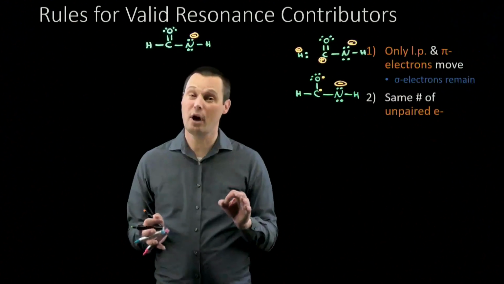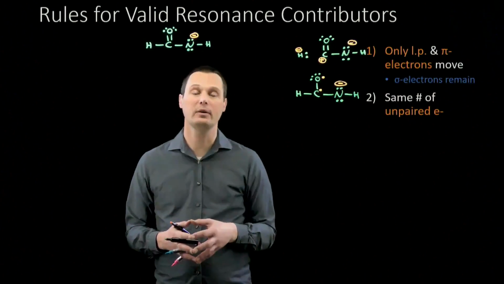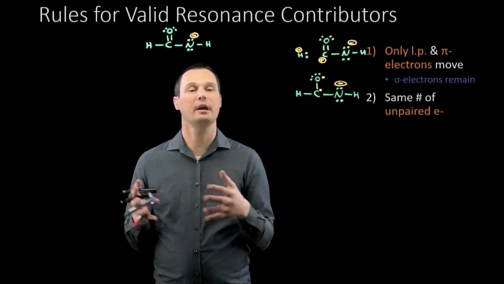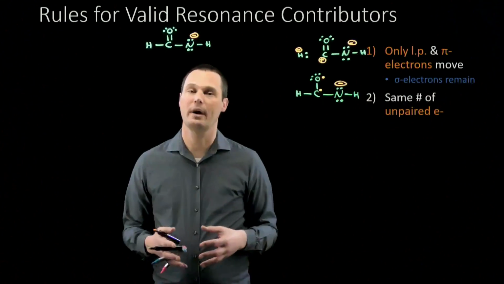Now, you can draw resonance contributors of molecules that contain radicals, but they would start with the radical from the beginning and you would have the same number of radical electrons throughout the resonance series.